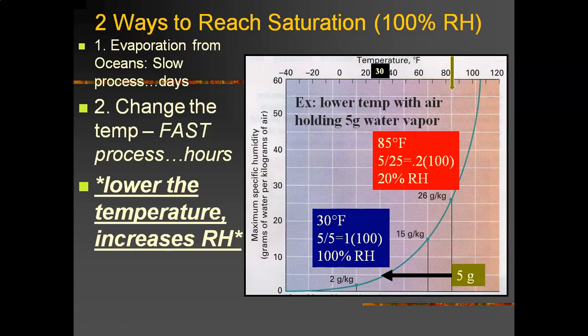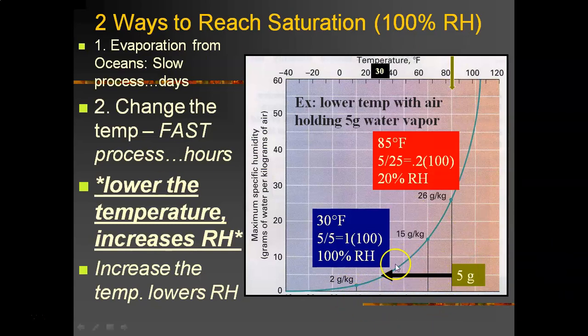All right. So saturation means 100% relative humidity, and that's very important for everything we're going to do from now on. Now, of course, the opposite is true. If you increase the temperature, you're going to wind up lowering the relative humidity. You can just do this in opposite. Increase the temperature during the day, and you're lowering the relative humidity because warm air has a larger capacity.